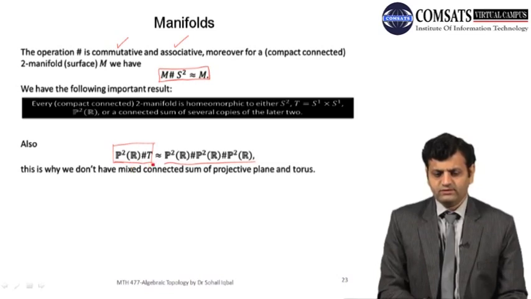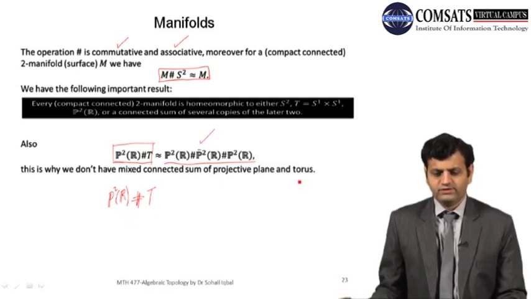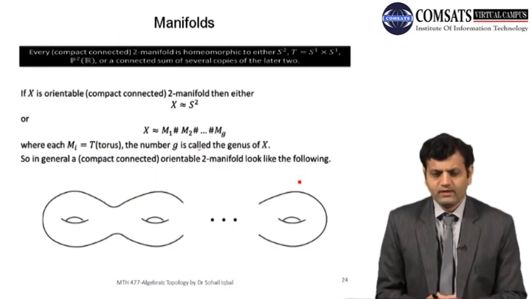So whenever there is a mixed connected sum, when I say mixed, it just means that the real projective plane and the torus T cannot appear together, because whenever they appear together, we can replace it with the connected sum of 3 copies of the real projective plane. Okay, so every compact connected 2 manifold is homeomorphic to either the 2 sphere, a connected sum of tori, or a connected sum of real projective planes.